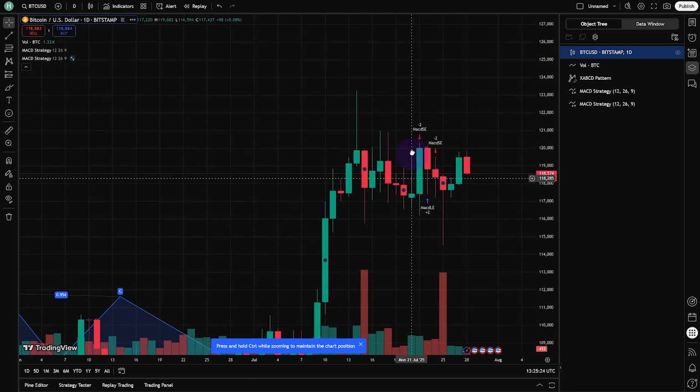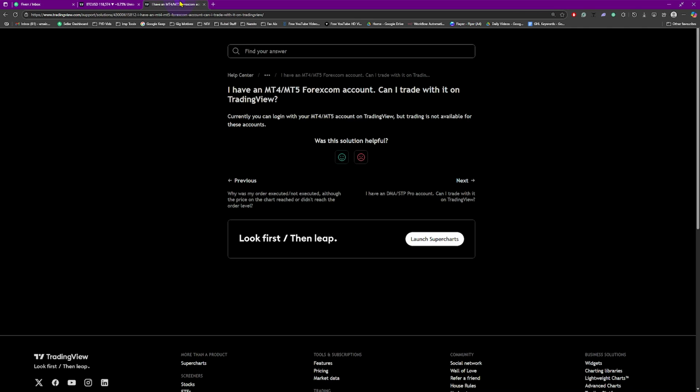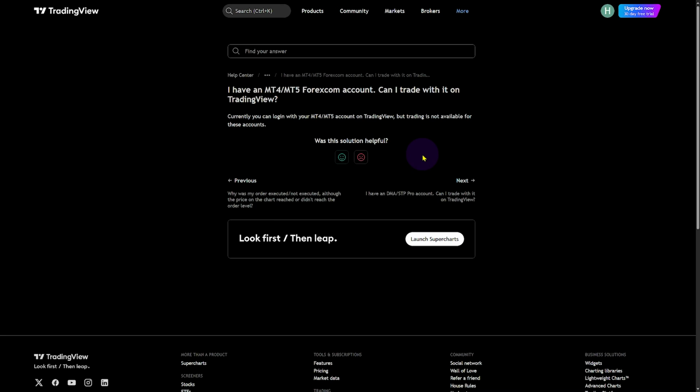And if you are simply willing to opt for TradingView, the thing is, currently it does not support TradingView. Trading is not available. You can see currently you can log in with your MT5 account in TradingView, but trading is not available. So you can connect it, but if you're willing to simply trade using that, it is not going to be working.